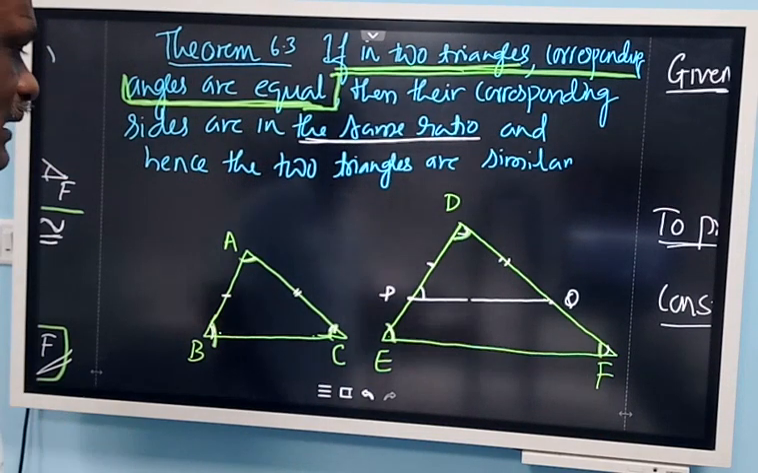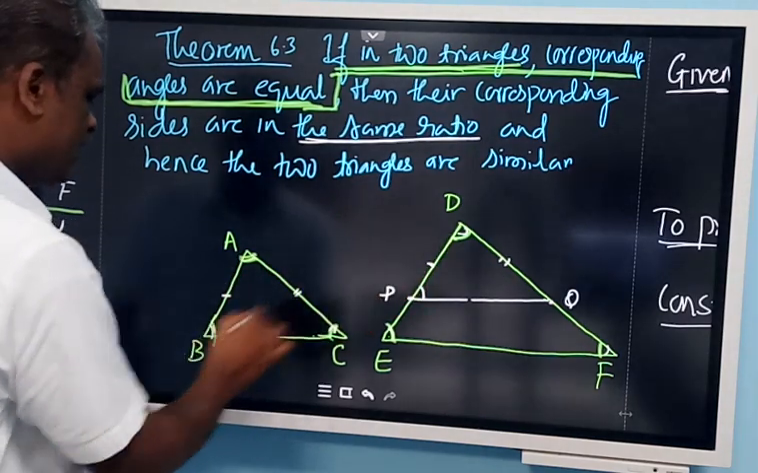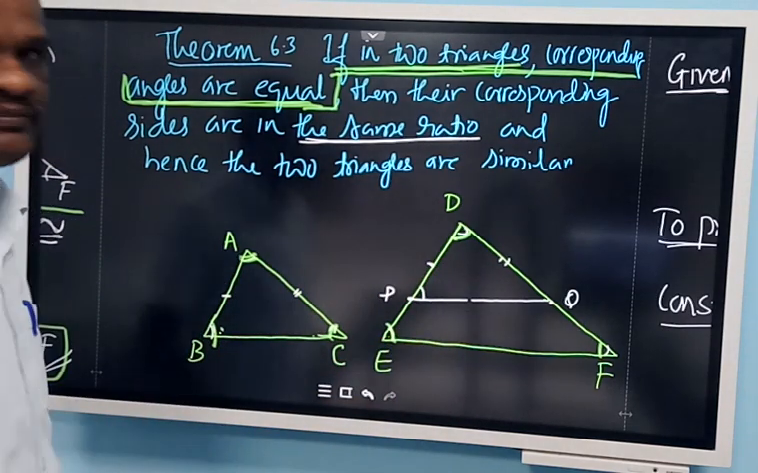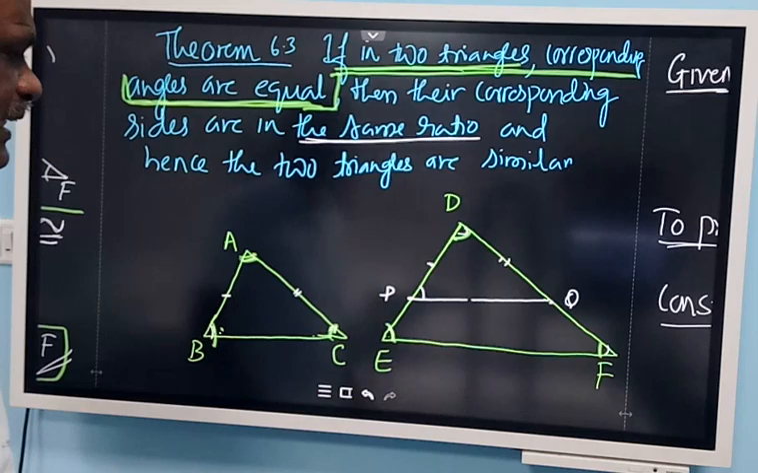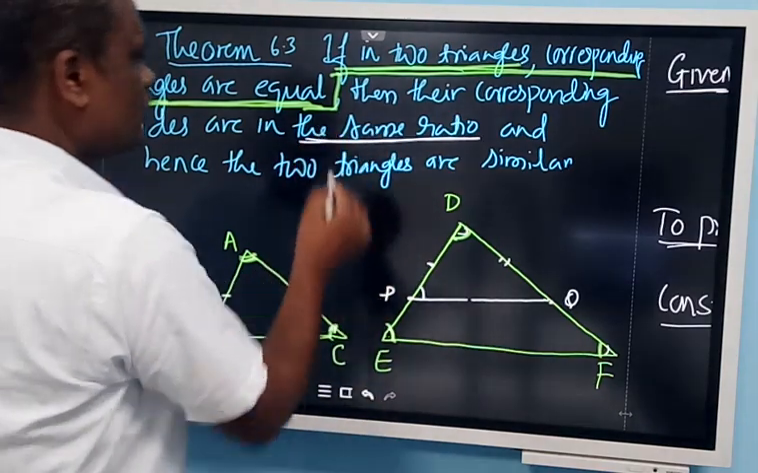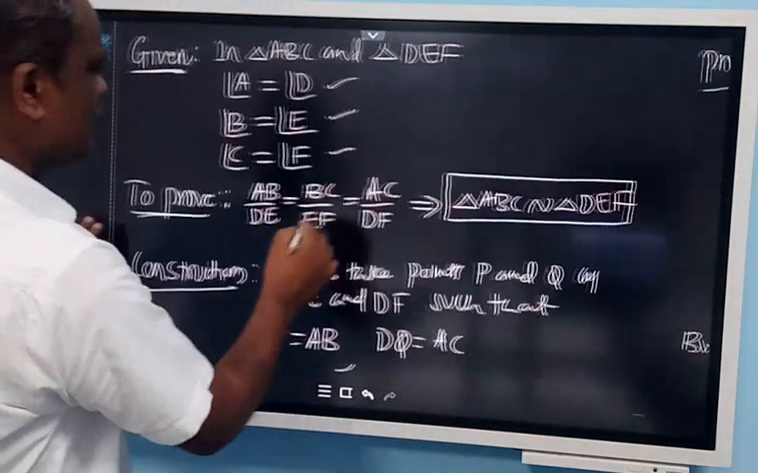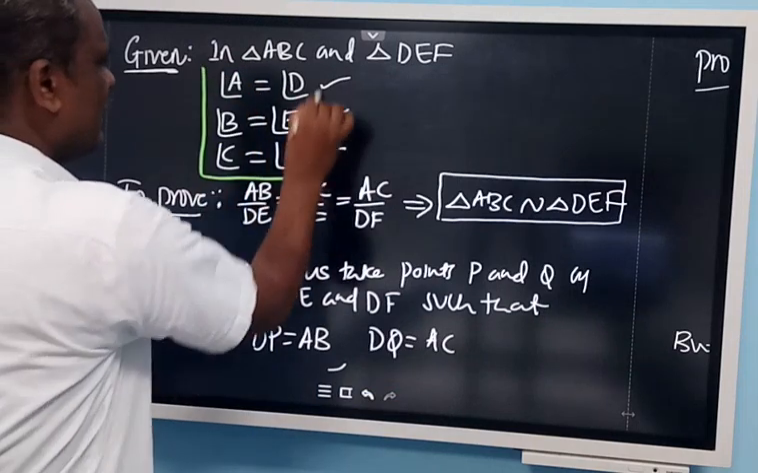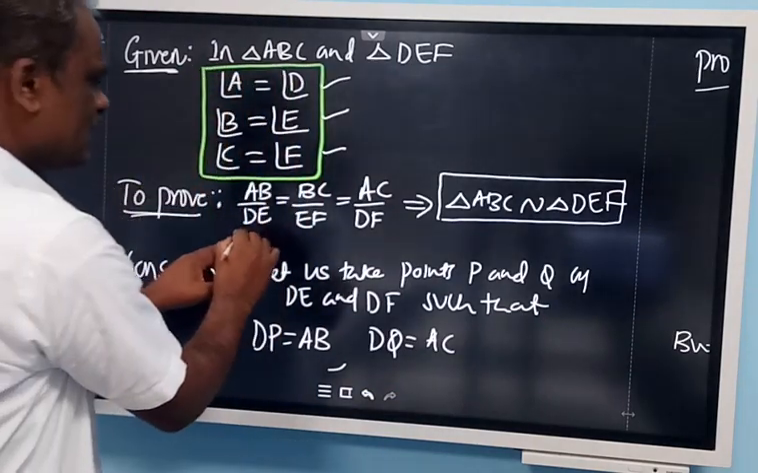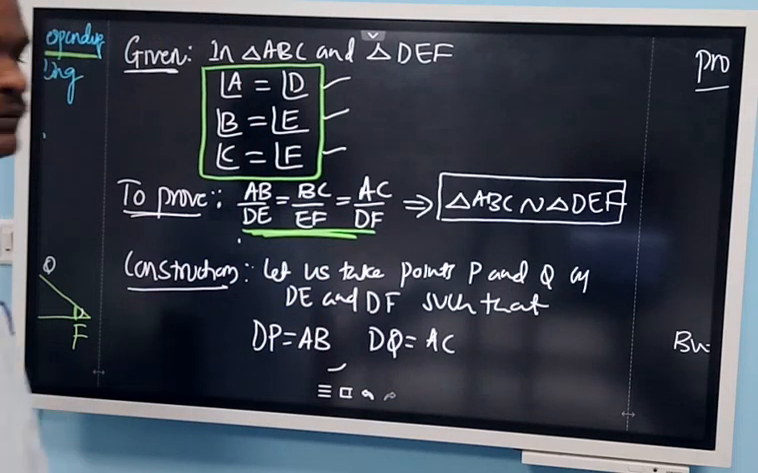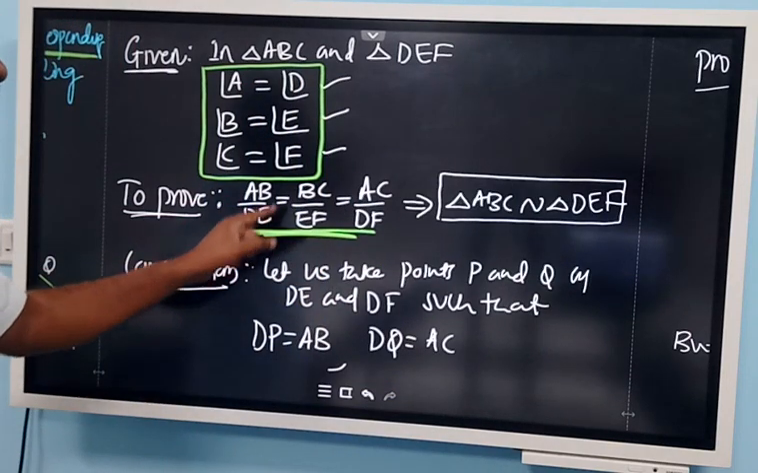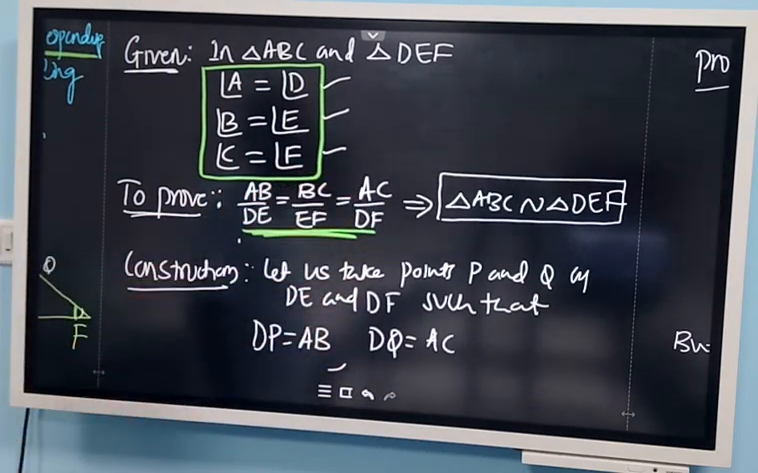Once again I am explaining, listen carefully. A is equal to D, B is equal to E and C is equal to F. These are the three pairs of angles which are equal. Then we have to prove that their corresponding sides are in the same ratio. Angles are given equal. You have to show that the corresponding sides are in the same ratio. This you have to prove. That means corresponding sides AB by DE, BC by EF and AC by DF.